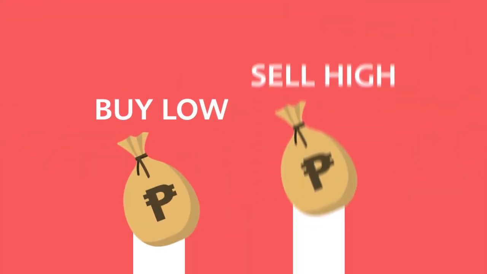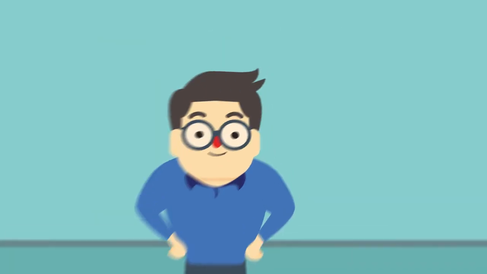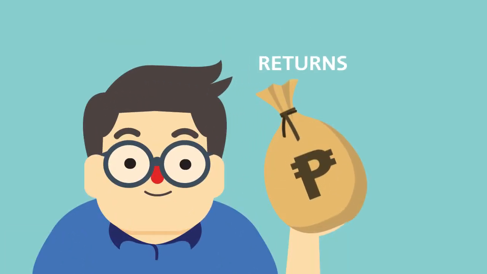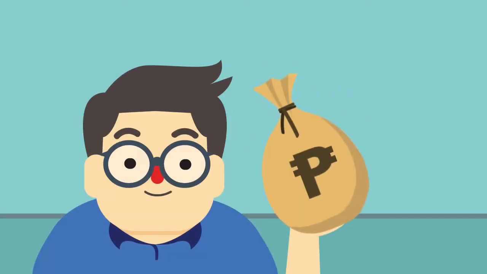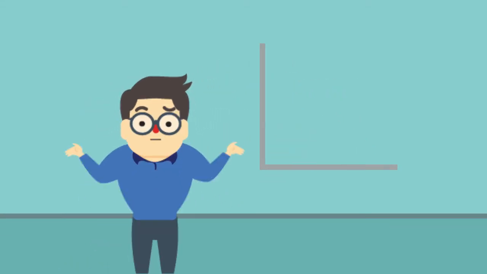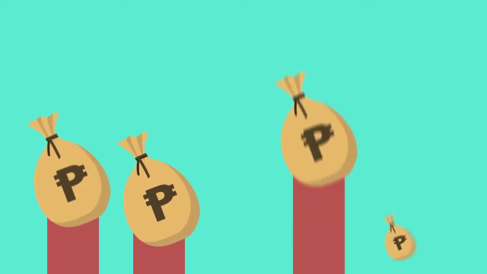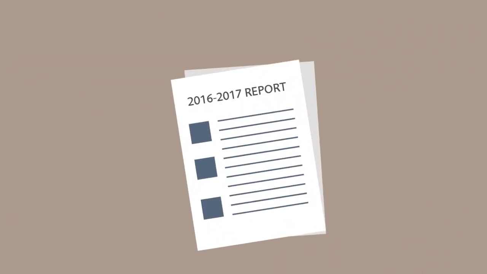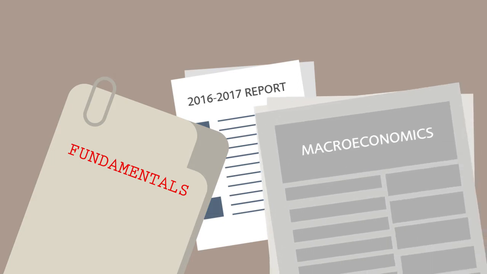Buy low, sell high. This is an investment principle that allows investors to maximize returns and minimize losses. But how does one know when the market is going to be high or low? Movements of financial markets are difficult to predict, while historical performance, fundamentals, and macroeconomics provide meaningful insights.